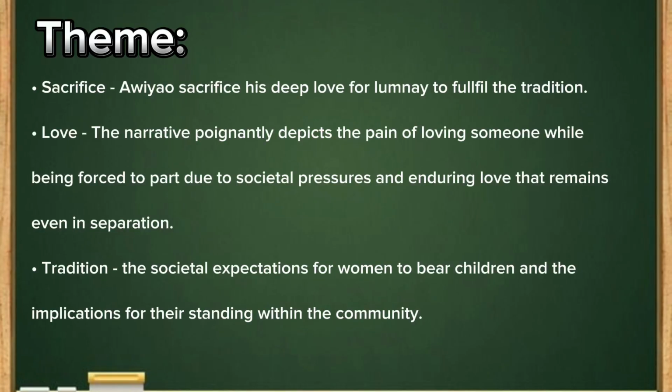Next is the theme. We have sacrifice, love, and tradition. For sacrifice, Awiyaw sacrifices his deep love for Lumnay to fulfill the tradition. For love, the narrative poignantly depicts the pain of loving someone while being forced to part due to societal pressures, and the enduring love that remains even in separation. Last is tradition: the societal expectations for women to bear children and the implications for their standing within the community.